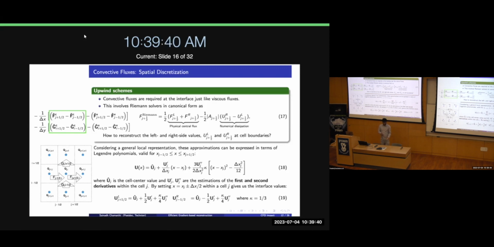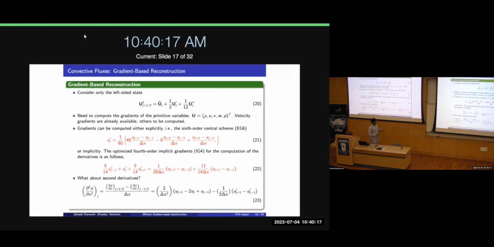If you know CFD numerical methods, there's a scheme called the MUSCL scheme, which was given by Professor Van Leer in 1977. He gave this formula for a Legendre basis, and it is given by this U_j at the cell center, U dash, that is the gradients, and this is the U double dash, the second derivatives. And then if you simplify it by setting x equal to x_j plus delta x by 2, you get this simplified form. U left is U_j plus half d by dx and the second derivatives.